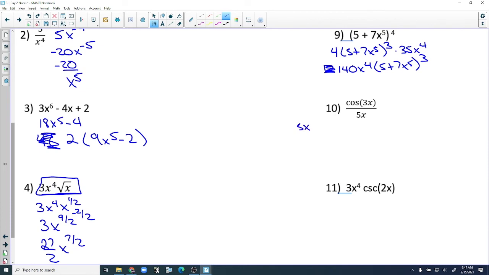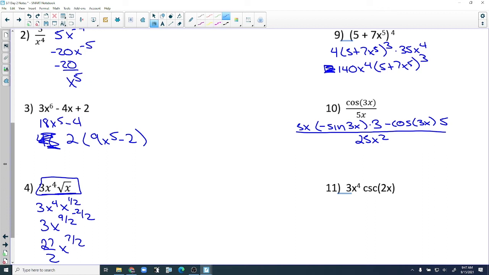Bottom times the derivative of the top. Negative sine of 3x times 3. Bottom times the derivative of the top minus the top times the derivative of the bottom over the bottom squared.